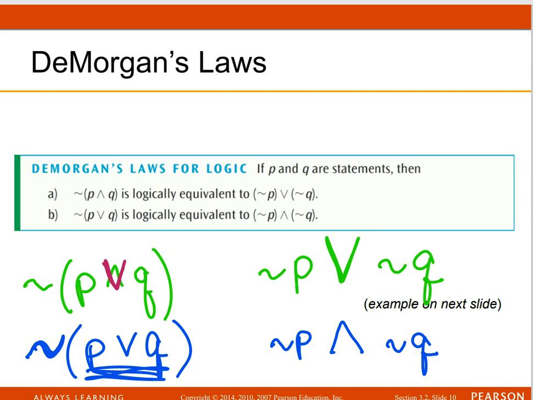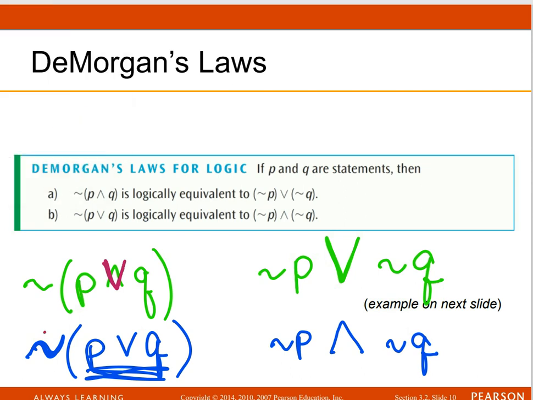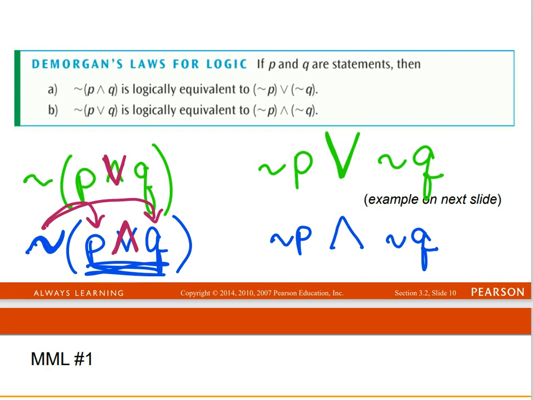See how it's switching? In my brain, I'm like, well, De Morgan says you could negate the P and then negate the Q, but then instead of an or, you'd have to switch it to an and. And it works every single time. And that's De Morgan's law.